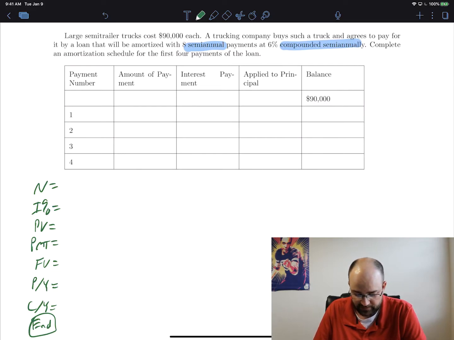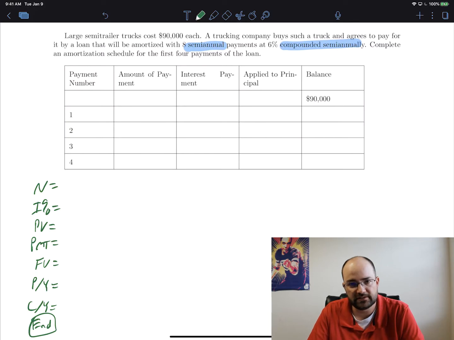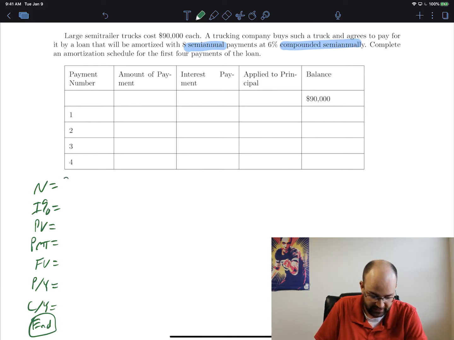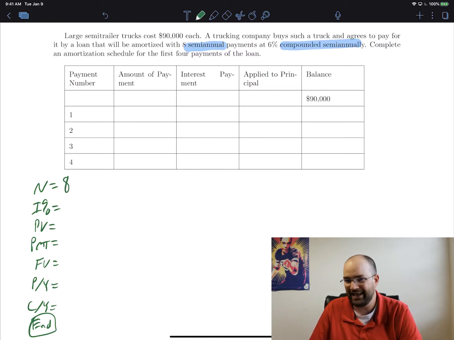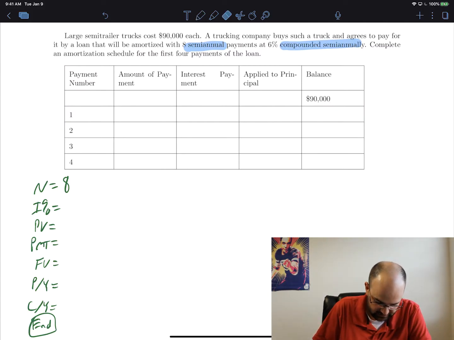So the total number of payments: compounded semi-annually means that we are making 2 payments a year. And there's only 8 semi-annual payments. So capital N is simply 8. It's not 8 years, it's just 8 semi-annual payments. In other words, it's 4 years. I% is the percent that you see in the question. That would be 6%.